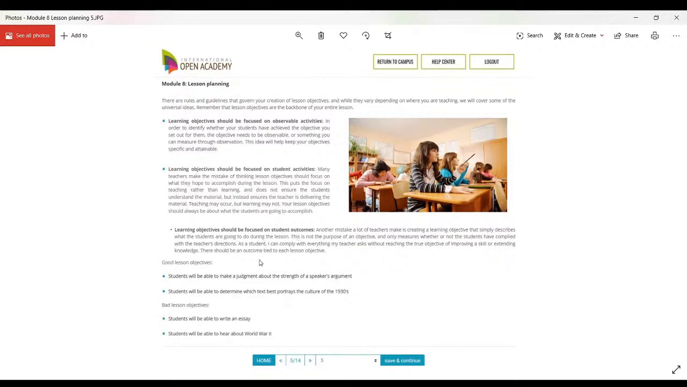So it says here, learning objectives should be focused on student outcomes. Another mistake a lot of teachers make is creating a learning objective that simply describes what the students are going to do during the lesson. This is not the purpose of an objective and only measures whether or not the students have complied with the teacher's directions. As a student, I can comply with everything my teacher asks without reaching the true objective of improving a skill or extending knowledge. There should be an outcome tied to each lesson objective.